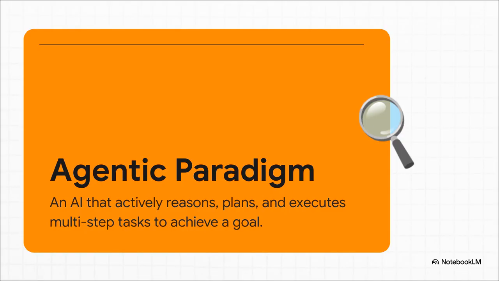So, this is what agentic really means. The AI doesn't just wait around for a prompt. It actively reasons about a problem, it plans out the steps, and then it executes them. So if you give it a big goal like, hey, refactor this component to use our new design system, it's not going to just give you a few code snippets. It's going to work through the actual steps to get that goal done for you.